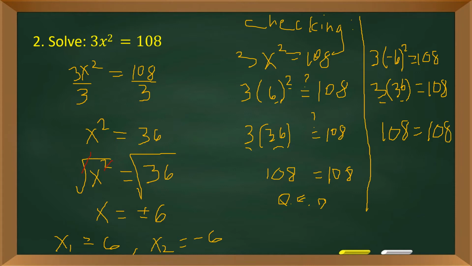And we forgot to put question mark doon sa mga unang solutions natin. So this is QED because we have proven that negative 6 is really one of the solutions. Okay, so we are safe now again to say that the solutions are negative 6 and positive 6.